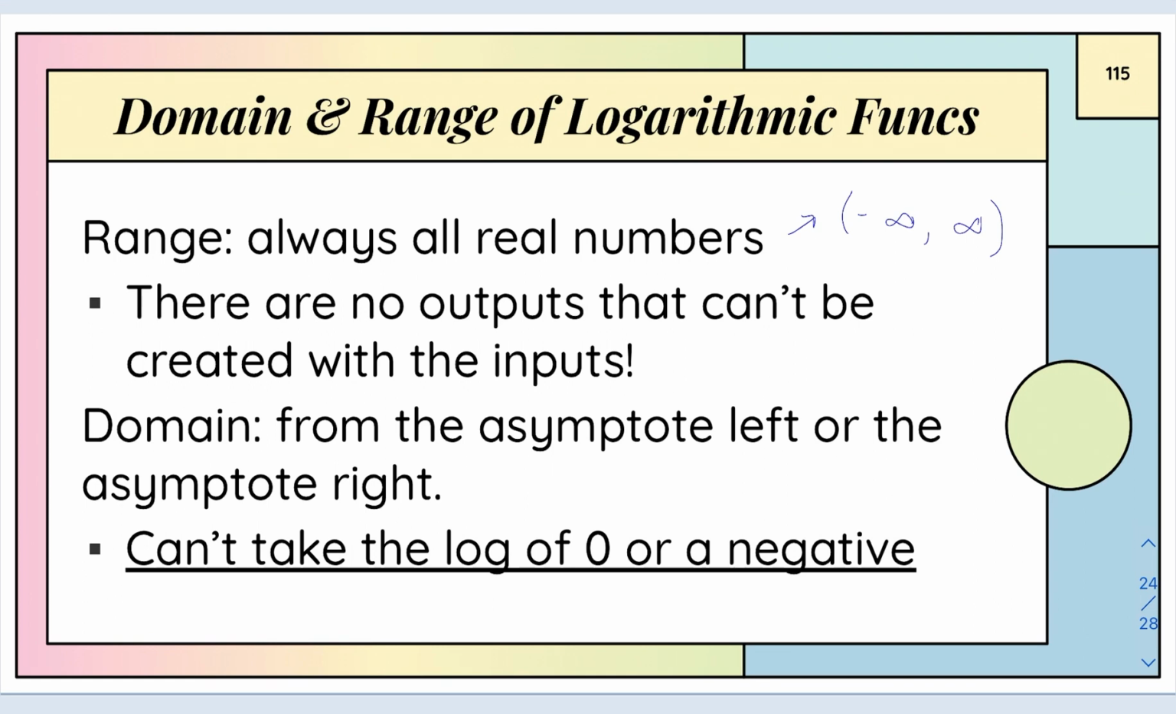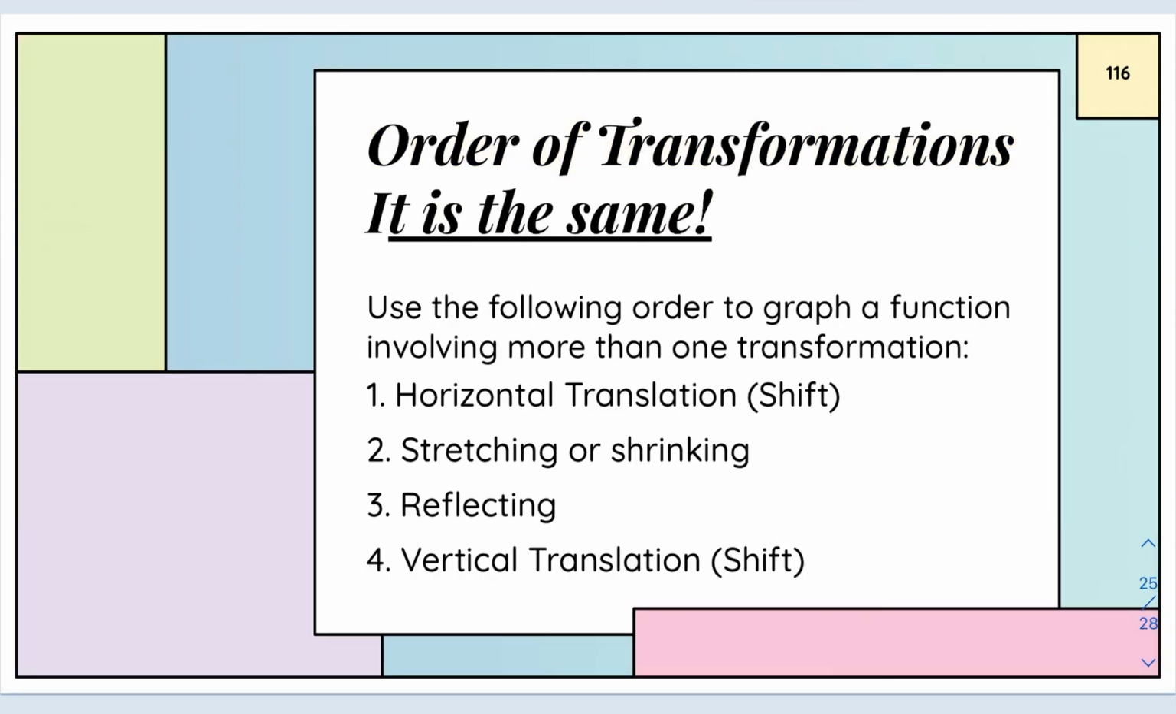exponential. The domain is going to be from the asymptote to the left or from the asymptote to the right forever. It's just going to be depending on if it is reflecting or not. This is because you can't take the log of 0 or a negative. And we'll talk more about that in LT3, but essentially you're either going to have asymptote to infinity or negative infinity to asymptote. This is if it's going left forever. This is if it's going right forever. Okay? Again, the order of operations, it's the same.